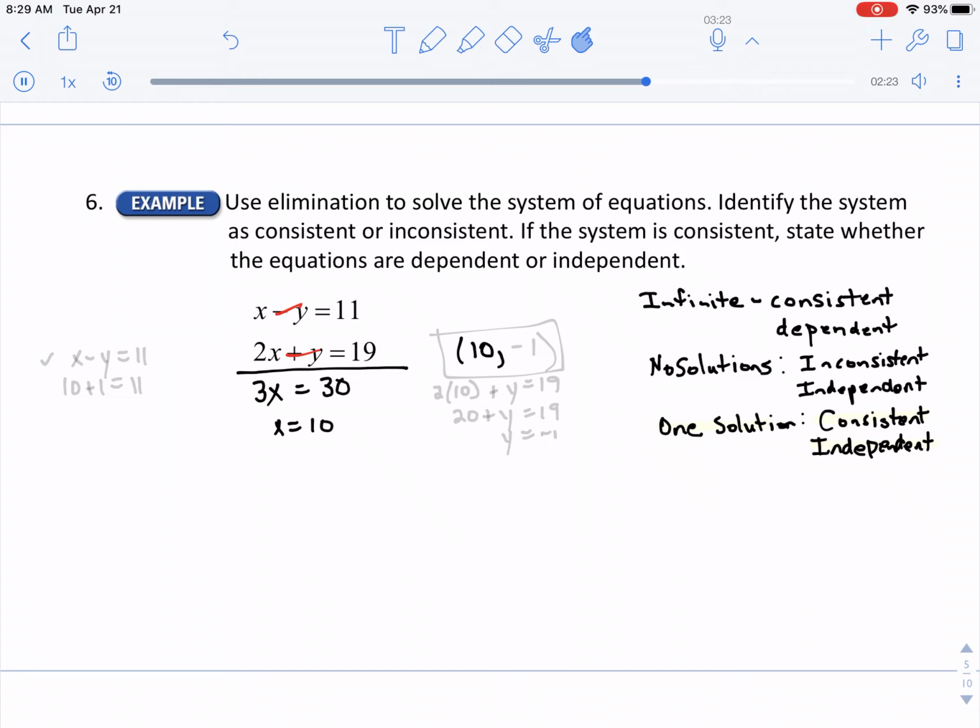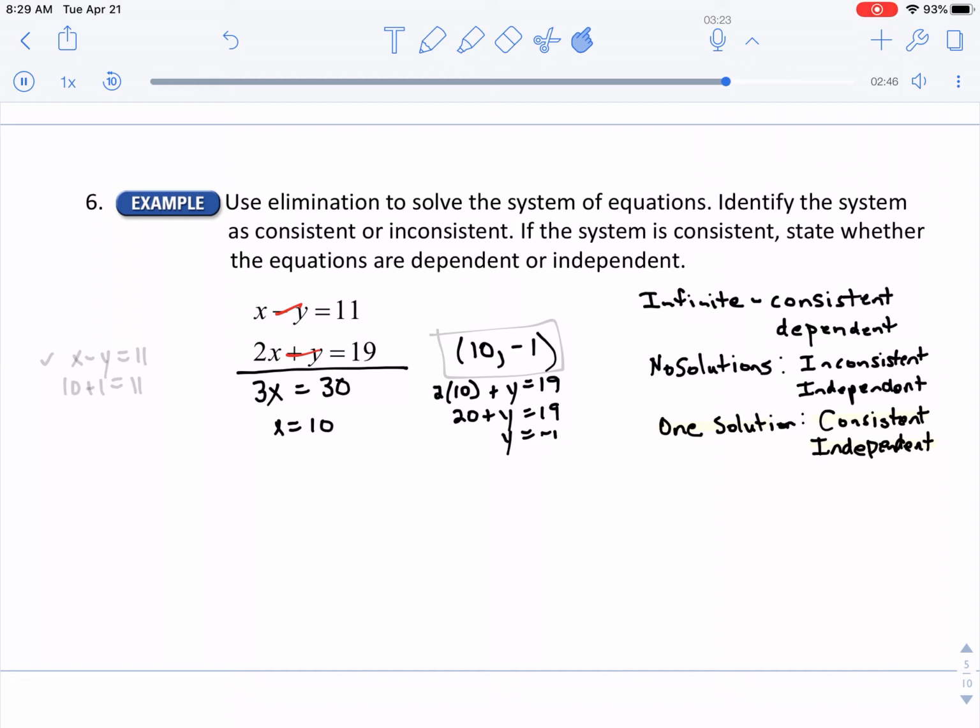So I take 2 times x, but x I now know is 10. So 2 times 10 plus y has to equal 19. That gives me 20 plus y equals 19. Subtract 20 from both sides, and I get y equals negative 1.